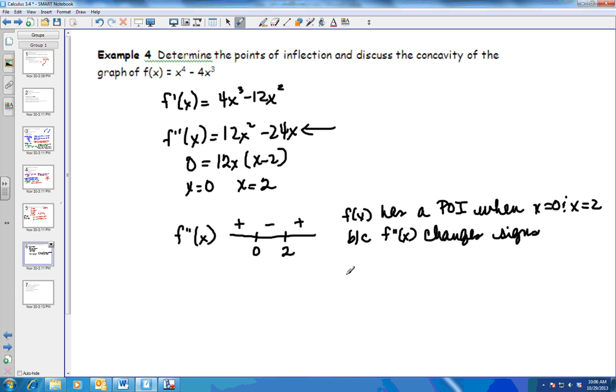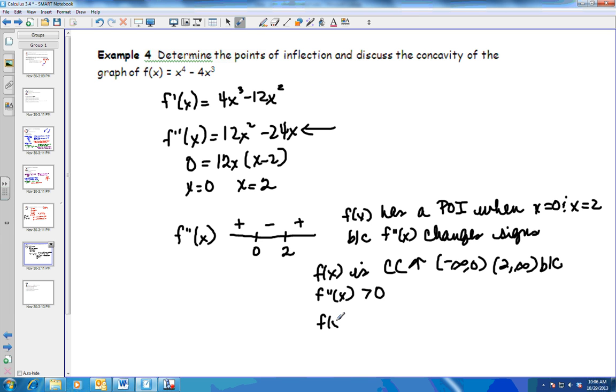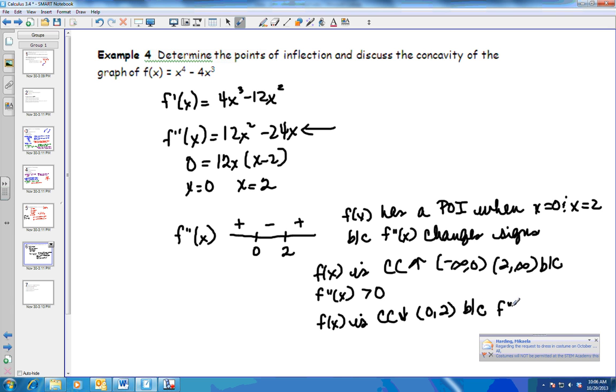Okay, now let's talk about the concavity. f of x is concave up where my second derivative is positive, so from negative infinity to 0 and from 2 to infinity, because f double prime of x is positive or greater than 0. f of x is concave down from 0 to 2 because f double prime of x is less than 0.